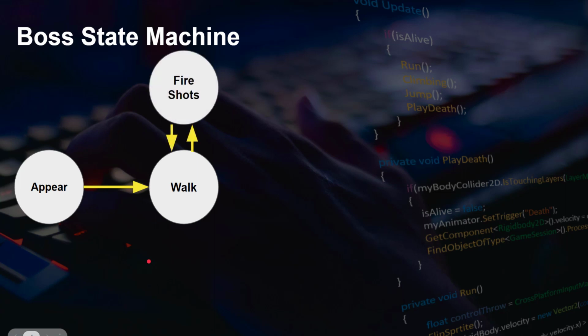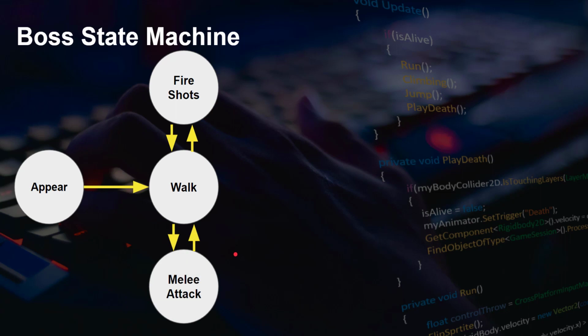Then we have the fire shots. So we will give the ability to our huge skeleton boss, that you'll see in just a bit, to fire certain shots at us. Just like we had the enemy bullets, just like we had the player bullets, we will also have the boss bullets that will be fired from many directions.